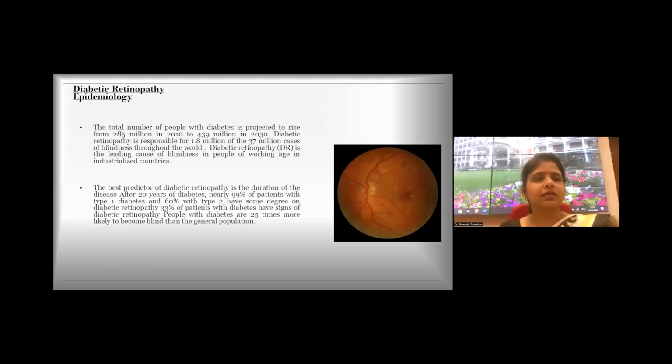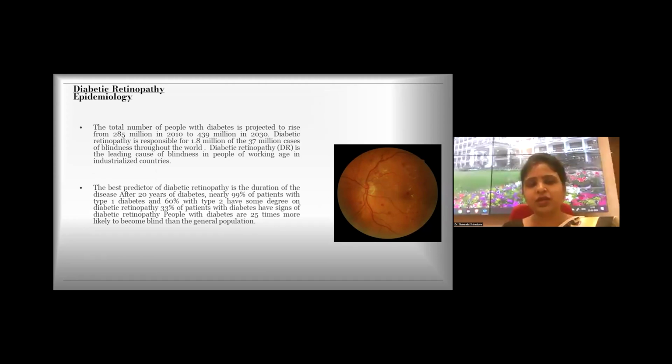So now, what is the diabetic retinopathy epidemiology? The total number of people with diabetes is projected to rise from 285 million in 2000 to 439 million in 2030. Diabetic retinopathy is responsible for 1.8 million of the 37 million cases of blindness throughout the world. Diabetic retinopathy is the leading cause of blindness in people of working age in industrialized countries.